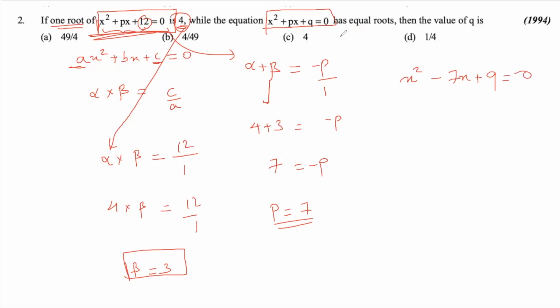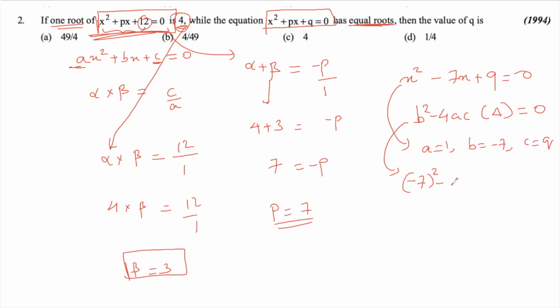Now the question says this equation has equal roots. Whenever any equation has equal roots, its b square minus 4ac, or discriminant, is always equal to 0. Now for this quadratic equation, a is 1, b is -7, and c is q only. So b square minus 4ac would be (-7) square minus 4 into 1 into q. And this we know should be 0.